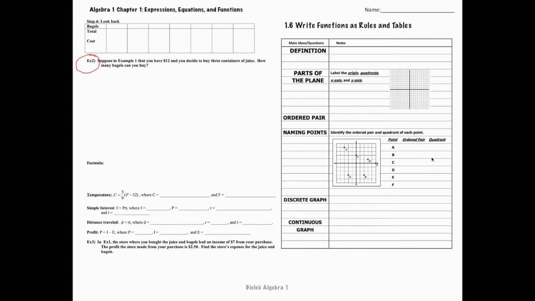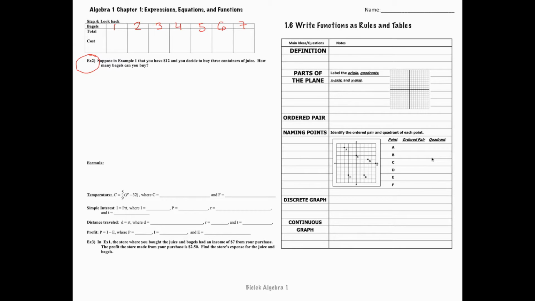And just to get you started, so suppose in example 1, you have $12 and you decide to buy 3 containers of juice. How many bagels can you buy? So you're going to follow almost the same procedure, except you're going to start off with 12 minus 3 times $1.25 to figure out how much money you have. And then you'll divide that amount by 75 cents. And the look back here for the previous question is they just want you to list the different amounts of bagels and how much it would cost total.